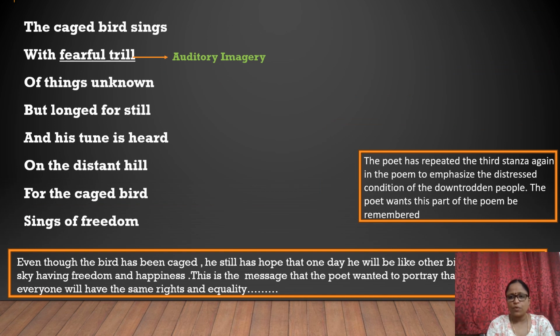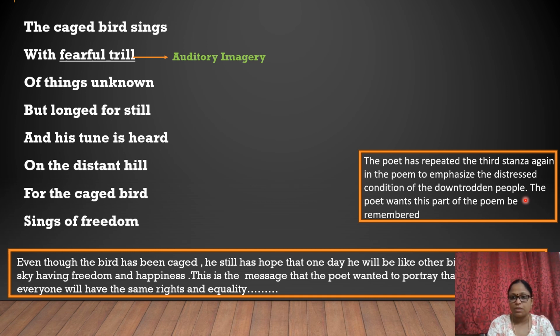The final stanza we have already learned. It is the repetition of the third stanza, which emphasizes the distressing condition of the caged bird. Note the point: distressing condition of the caged bird, that is in general, and in particular the distressed condition of the downtrodden people. The poet has repeated the third stanza again here.